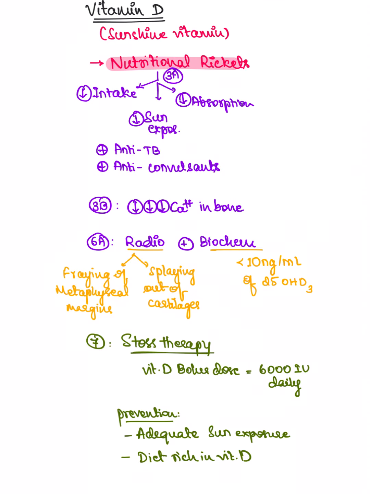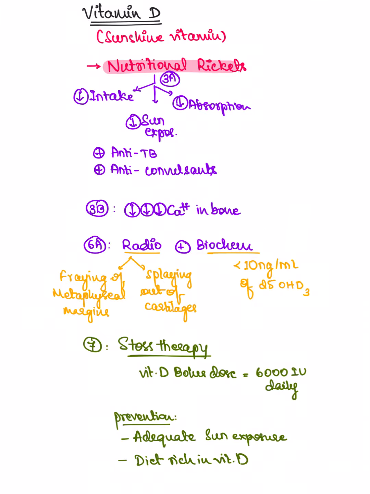So how do you diagnose this condition? You can diagnose it radiologically or through biochemical means. On radiology, you can see fraying of the metaphyseal margin and splaying out of the cartilages. Biochemically, there can be less than 10 nanograms per ml of 25 OH vitamin D. Remember the normal values: it is 20 to 60 nanograms per ml, and it can have a toxic effect, that is hypervitaminosis D, if more than 90 nanograms per ml is present.